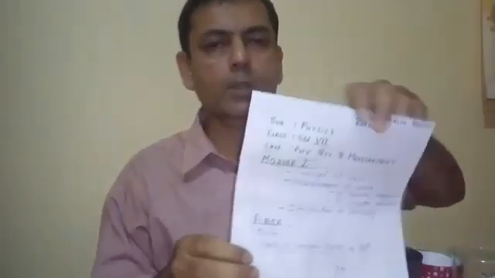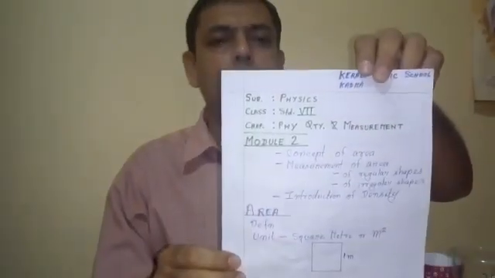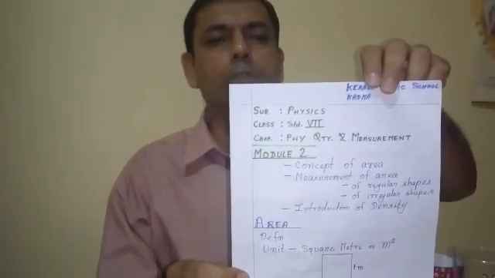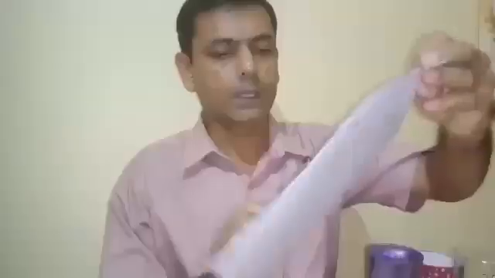In the last video we had discussed the chapter physical quantities and measurement. We had discussed the concept of measurement and the measurement of volume of regular and irregular objects. Today in this video we will be studying the concept of area and measurement of area of regular shapes and irregular shapes. And we will also introduce the concept of density. So let's discuss area.